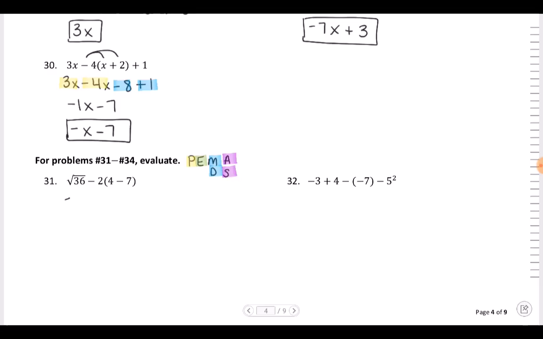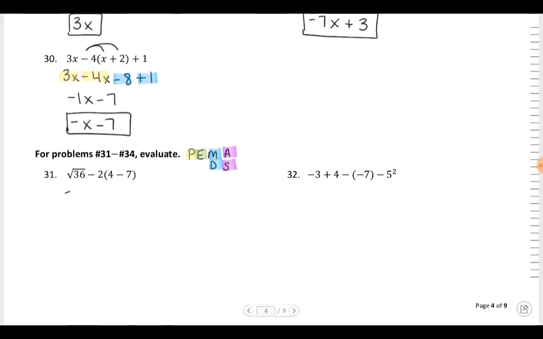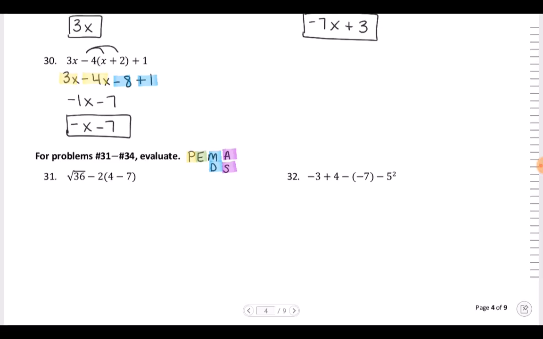So I have the, oh my goodness, oh no, hold on. I accidentally hit the wrong thing. It's trying to get my eraser. Okay, let's try this again.